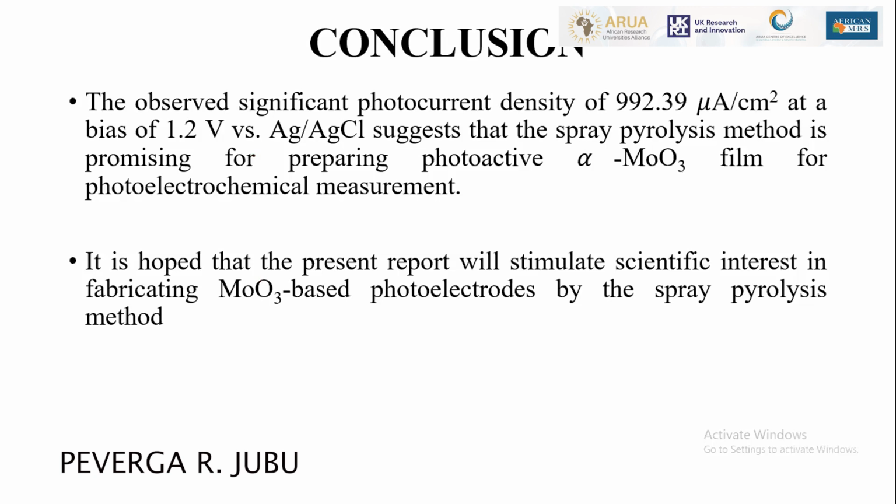Now, based on this performance, we can see that the spray pyrolysis method is quite a promising method for preparing photoactive molybdenum oxide film that can be used for photoelectrochemical water splitting. If the synthesis parameters are improved, it is hoped that the performance will increase. And it should be noted that the photocurrent density has a close relationship with the actual hydrogen gas volume that can be obtained from a photoelectrochemical cell.